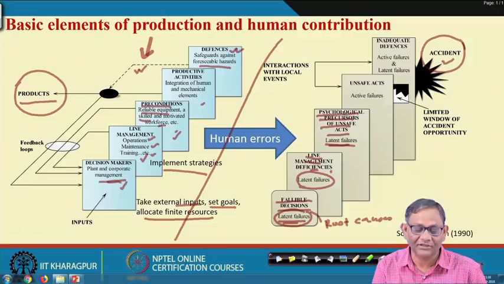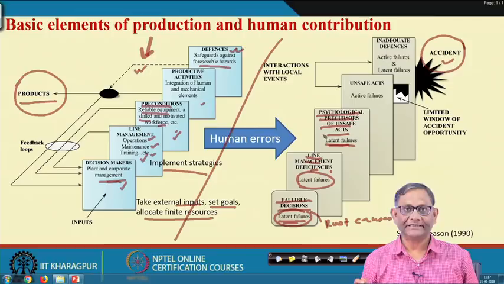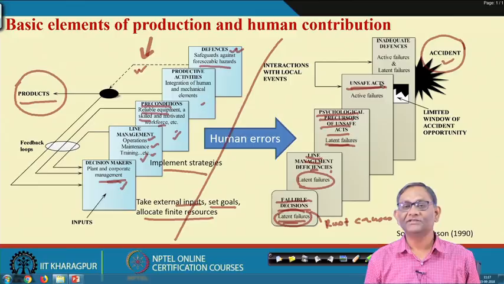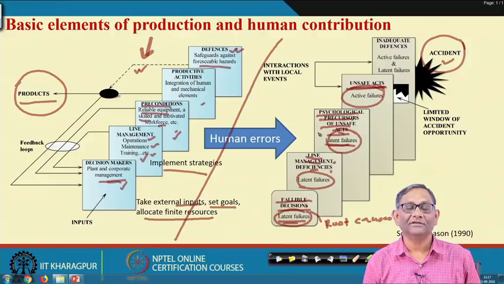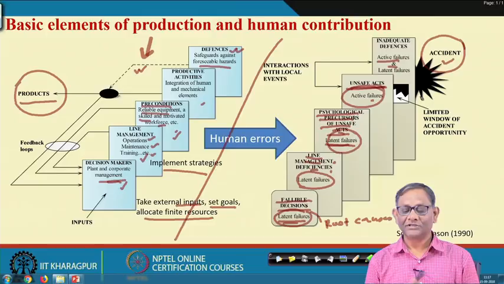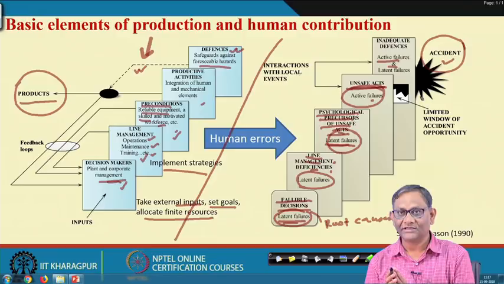And when an accident takes place, you will find that these unsafe acts are very easy to identify, because they are active. That means fallible decisions, line management deficiencies, and psychological precursors are all latent, not immediately visible. But unsafe acts are active failures and are immediately seen, because one way or another it is possible to relate them to the accident or whatever happened to some people.